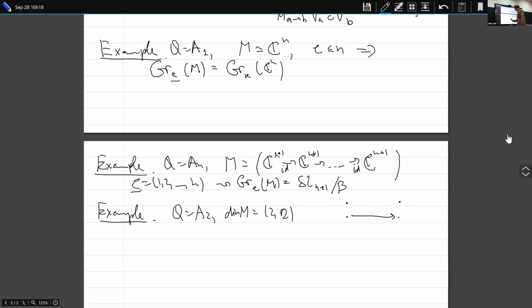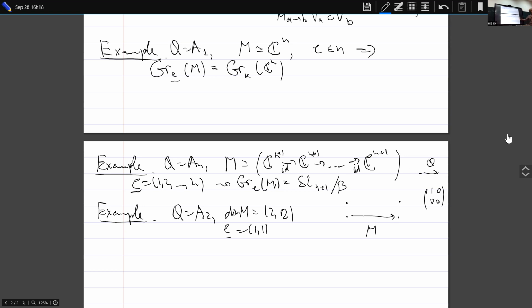And then I want E to be (1, 1). So I'm looking at a one-dimensional space with these two dimensions. So the map is (1, 0; 0, 0). So this map corresponds to... So our A2 quiver is like this. This is the quiver view, and this is the module M.